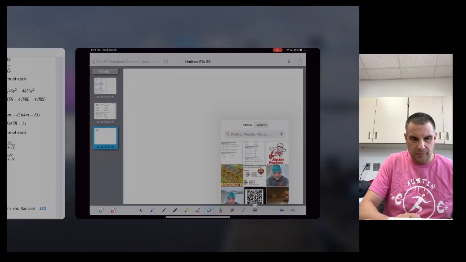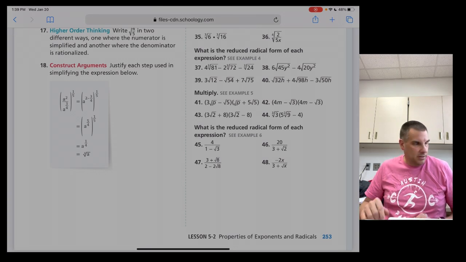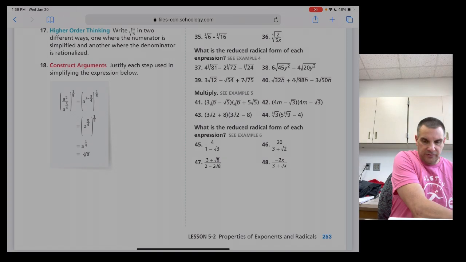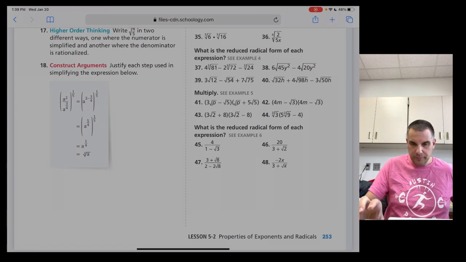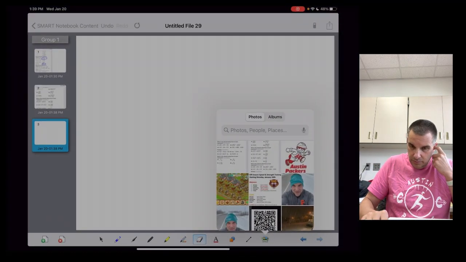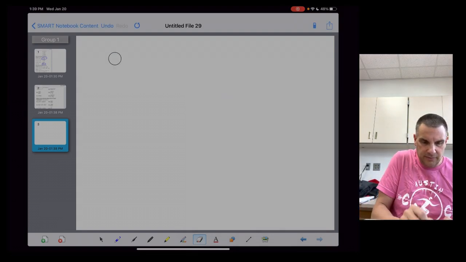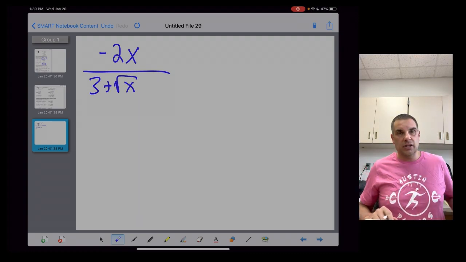Let me open up the assignment real quick. So let's take, we'll just do one more division one. We'll look at number 48. It's negative 2x divided by 3 plus the square root of x. So we've got negative 2x divided by 3 plus the square root of x. So this is one where we have to do the conjugate.